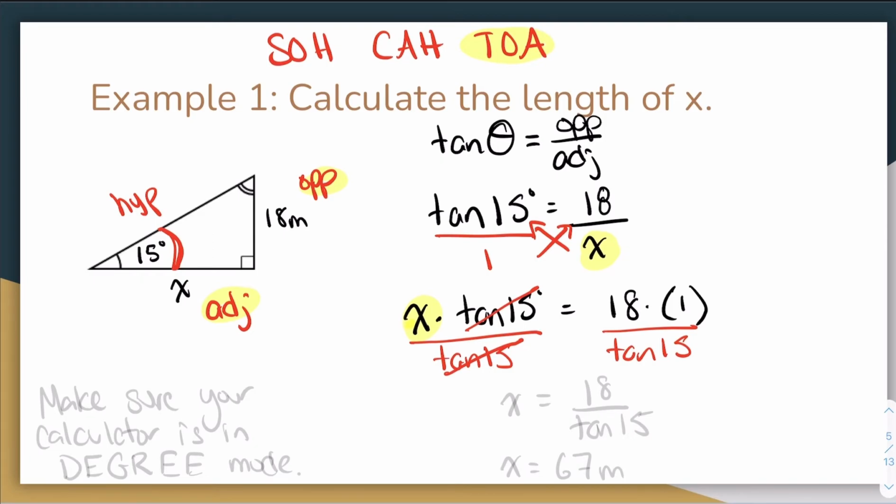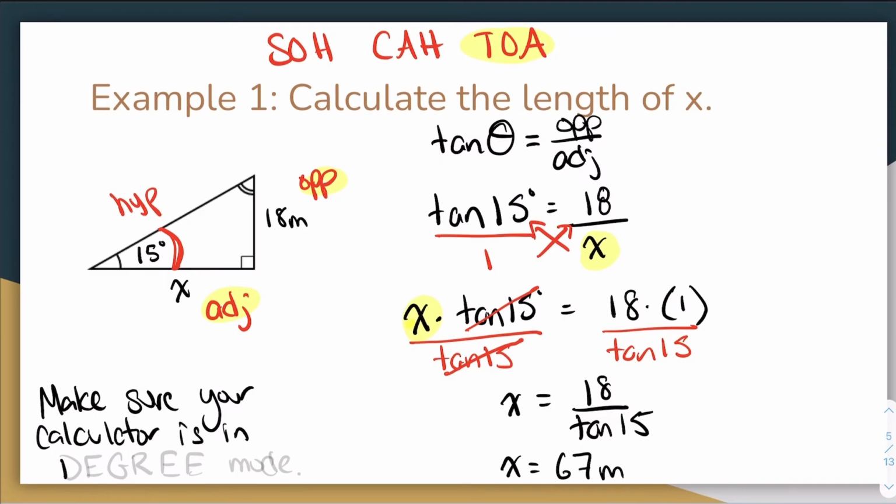These tan 15s cancel each other out, and what I'm left with is x equals 18 over tan 15. If I put this into my calculator, I'm going to end up with x equals about 67 meters. Make sure your calculator is in degree mode, because our angles are in degrees.